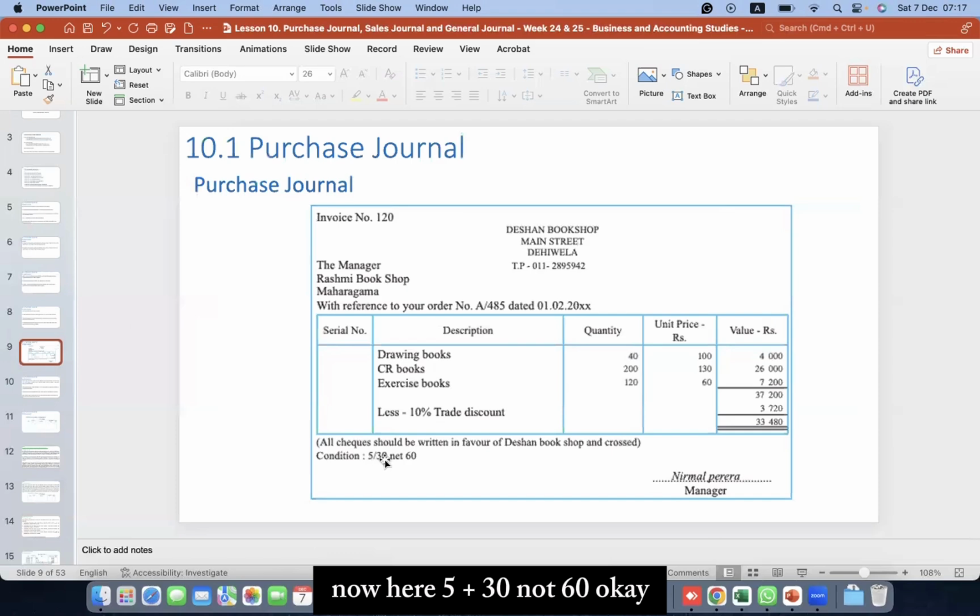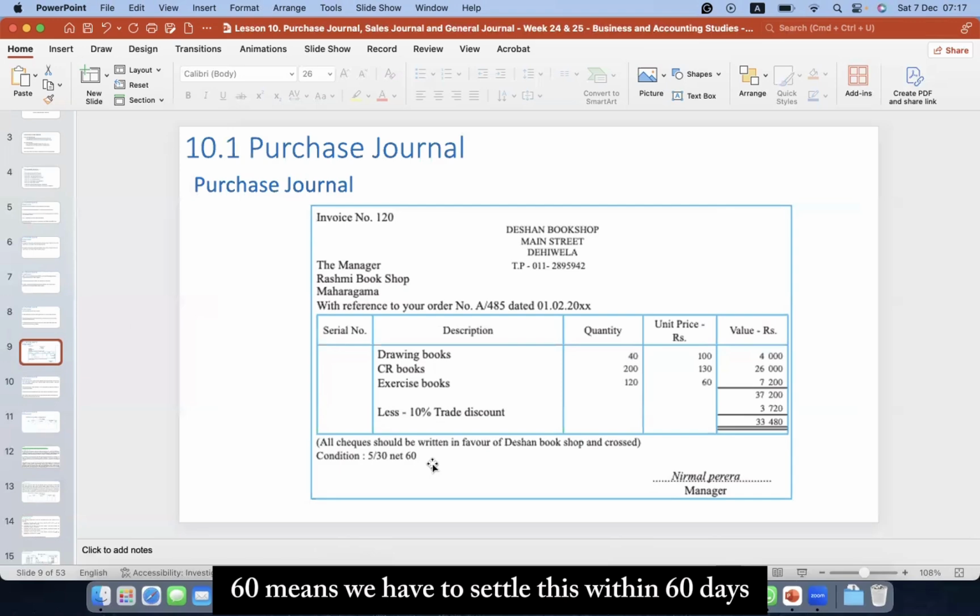Okay. Now here, 5/30, net 60. 60 means you have to settle this within 60 days.